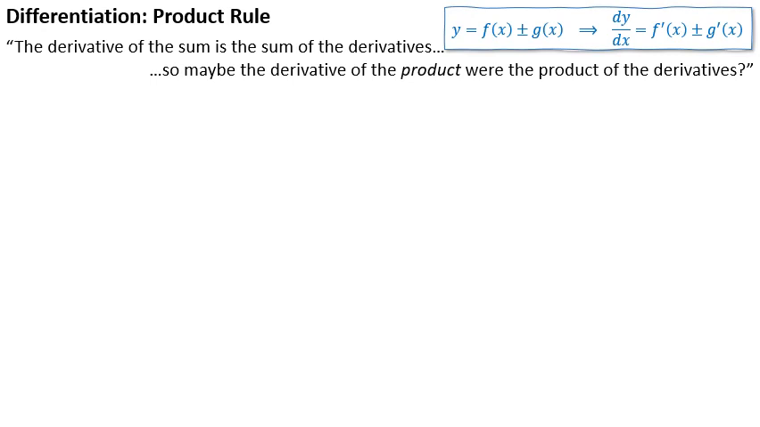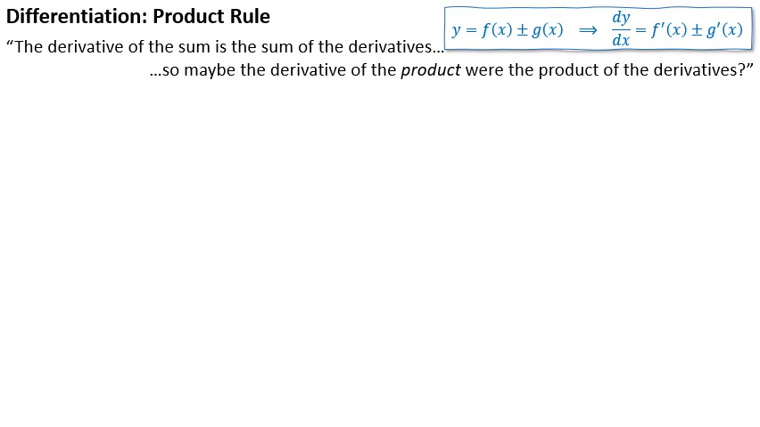So let's look at a rule we already have. If y equals f of x plus or minus g of x, then the derivative, dy by dx, will be the sum or the difference of the derivatives. So if you've got two functions added together, you can differentiate each one separately and add the results.